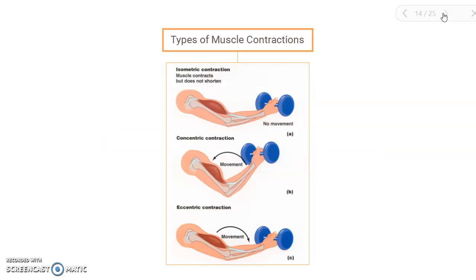The types of muscle contraction: there is concentric, which includes a muscle shortening, and the internal force of the muscle overcomes external resistance. The eccentric is when the muscle lengthens, and the external force overcomes the muscle. And then the isometric, where the muscle stays the same length. The muscle contracts, but it doesn't shorten, and the internal and external forces are in equilibrium.